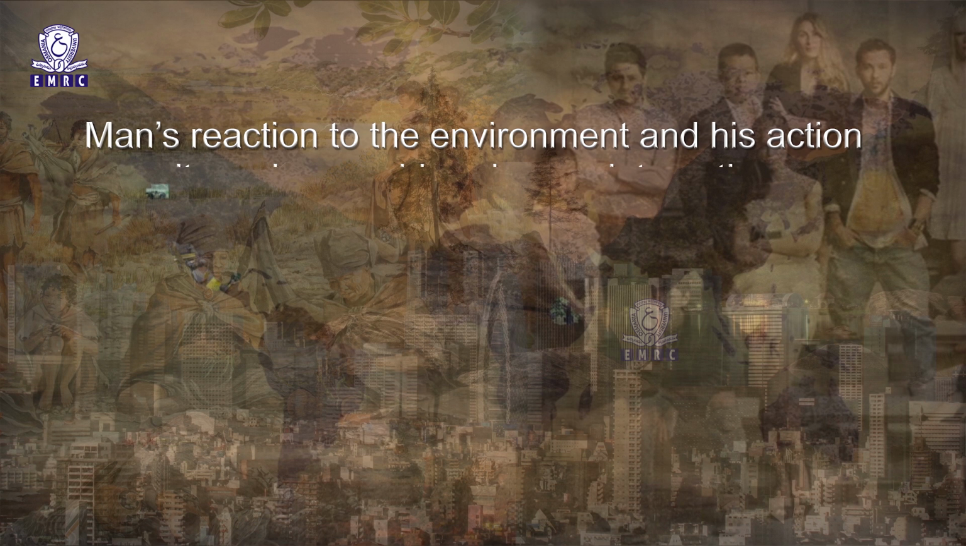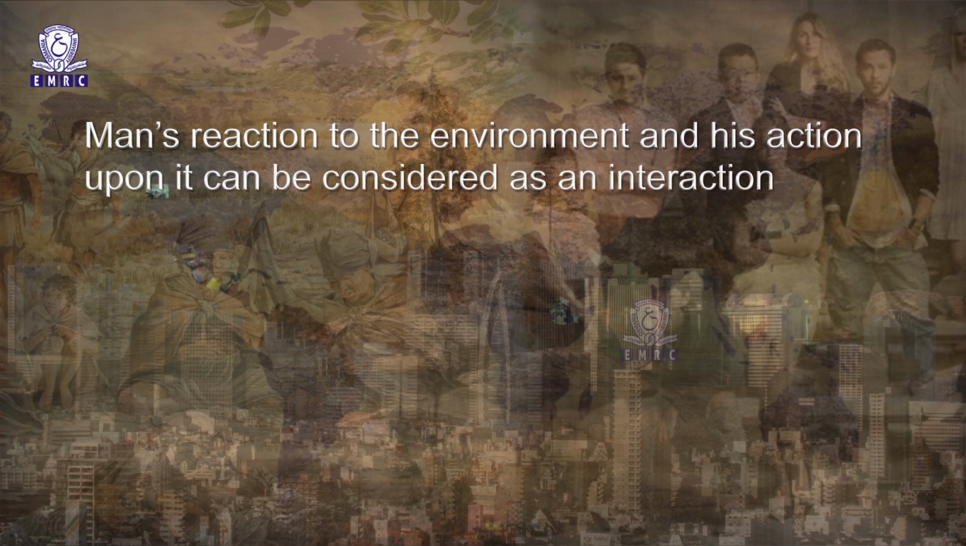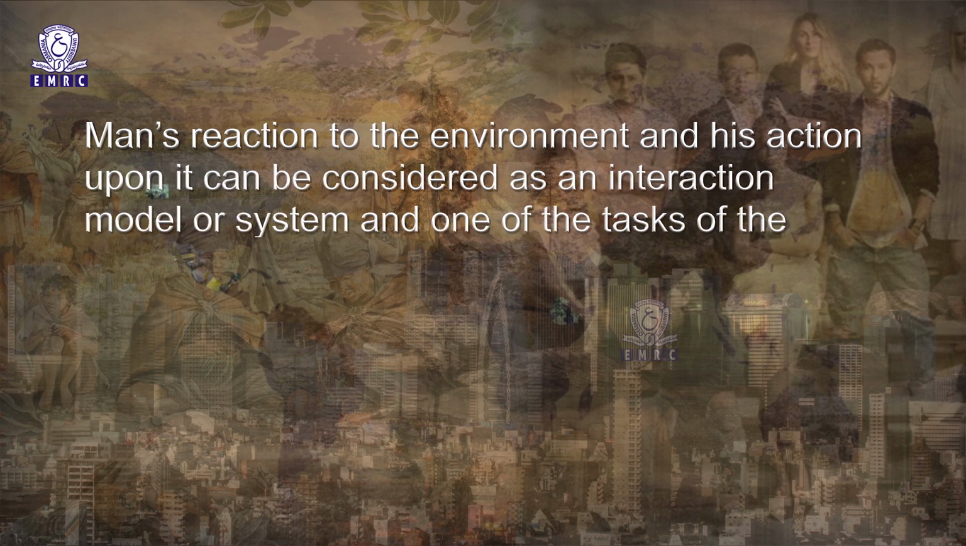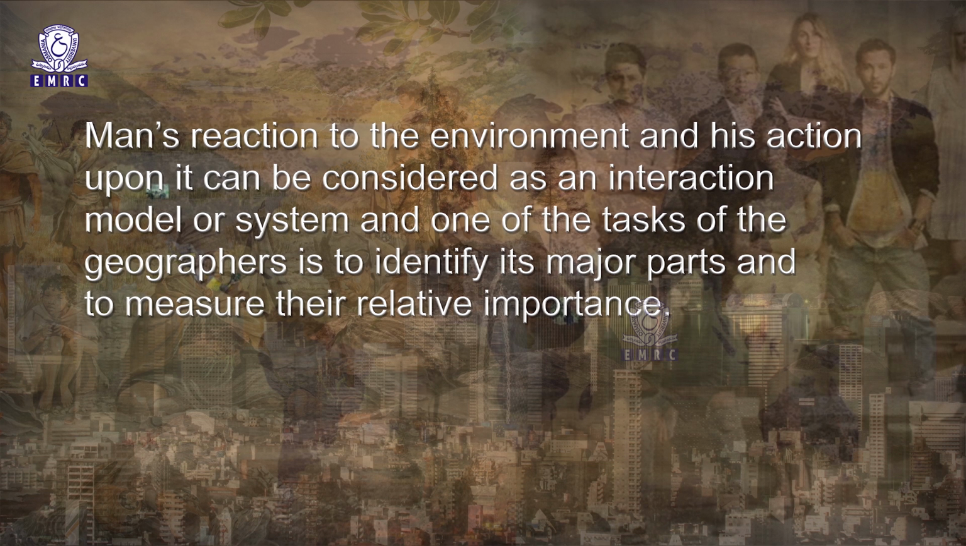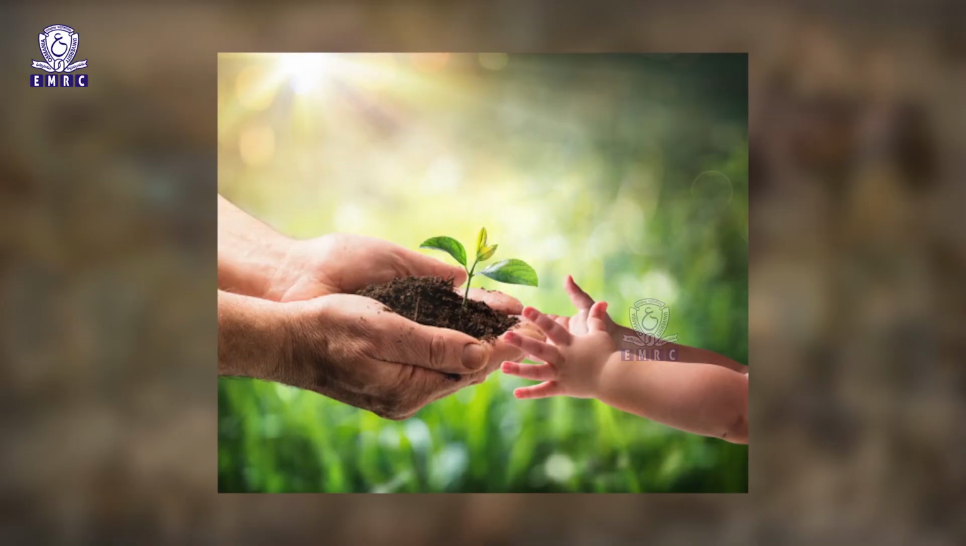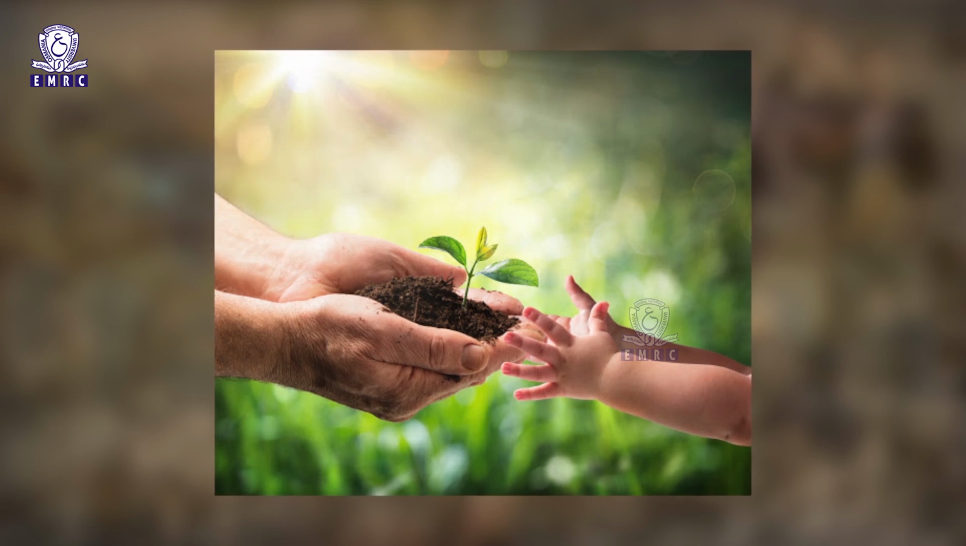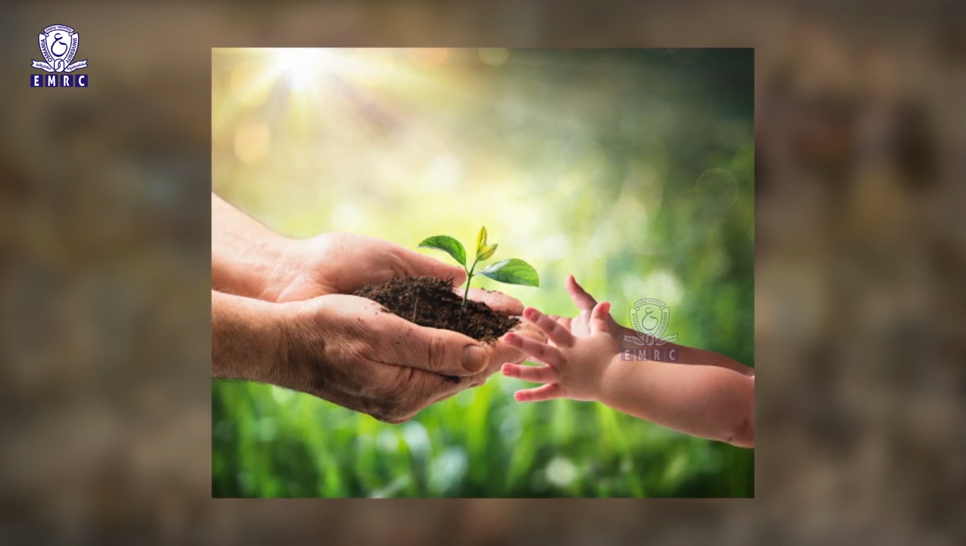Man's reaction to the environment and his action upon it can be considered as an interaction model or system, and one of the tasks of the geographer is to identify its major parts and measure their relative importance. The three basic elements in this model, man and the environment and the relationship between them, are examined.